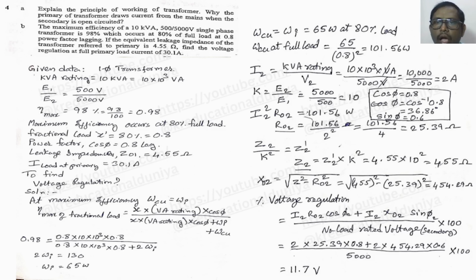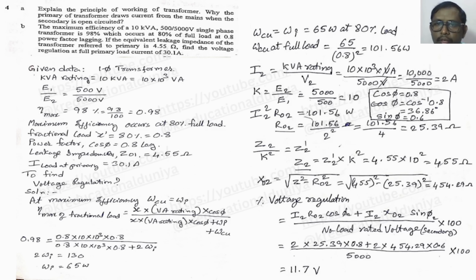Next, I2 square R02 is nothing but 101.56. That is copper loss. We know the formula for copper loss is I2 square R02, referred to secondary. So here I2 square R02 equal to 101.56. So R02 value is 101.56 by I2 square. What is I2 value? 2. So 2 square, so 101.56 by 4, that is 25.39 ohms.